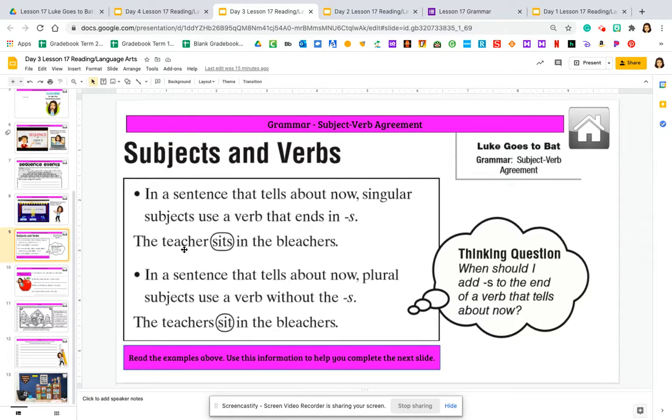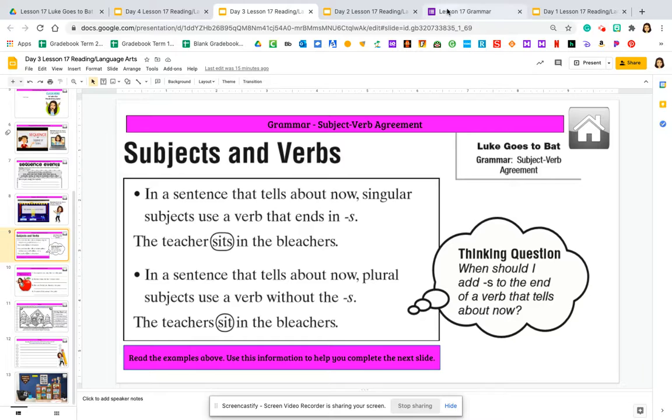So if the noun does not have an S at the end, then the verb does need an S at the end. If the noun has an S at the end, then the verb does not need one. You can't have both of them with an S, the noun and the verb here. And you can't leave both of them without it either. So "the teacher sit in the bleachers" wouldn't make sense either, or "the teachers sits in the bleachers." Okay, so either one or the other has the S.